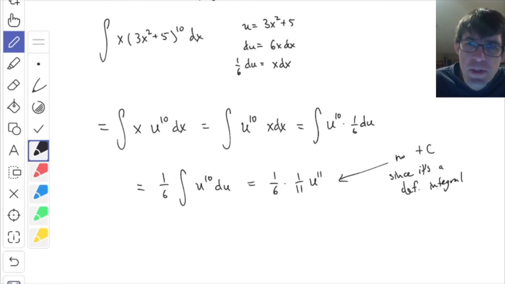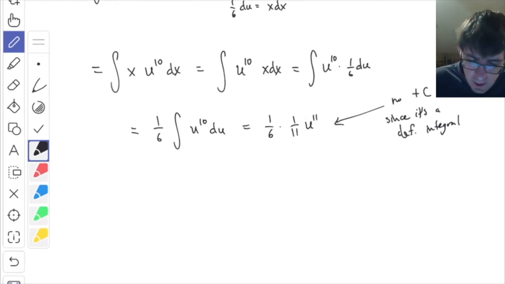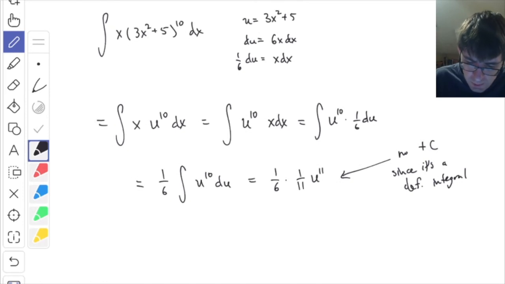Actually, if you put the plus c, it won't matter. If you do everything properly, the plus c's will cancel and you'll get no c in the answer anyway. But if you can just remember, when you're doing a definite integral, you don't have to put the plus c at this point. Okay, and the very last step is to replace the u with the x's.